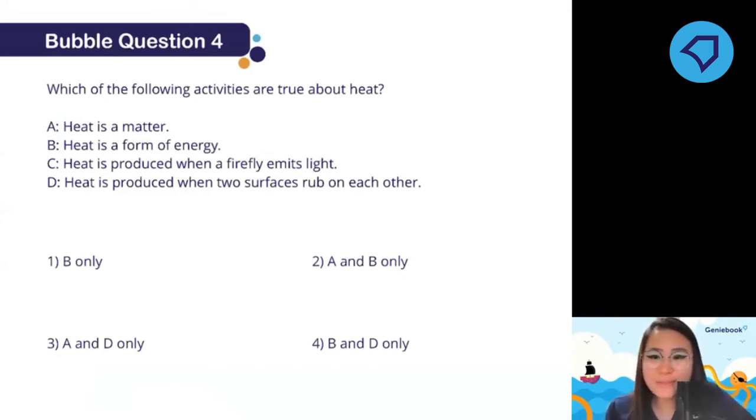Someone is asking, is rubbing your hands together for heat natural or artificial? Okay, first you have to know that when we're talking about natural and artificial sources of heat, it means that heat is being produced usually consistently throughout a period of time. Doing this is only a temporary heat production due to friction. So we don't classify that as a source of heat.